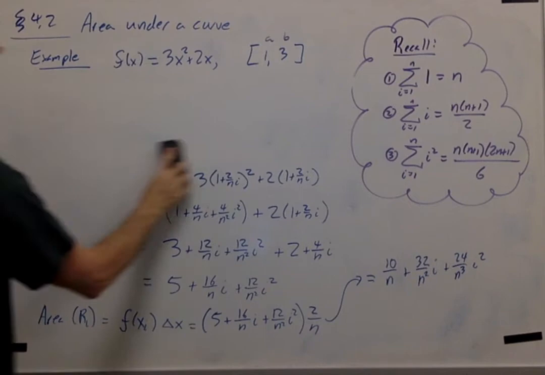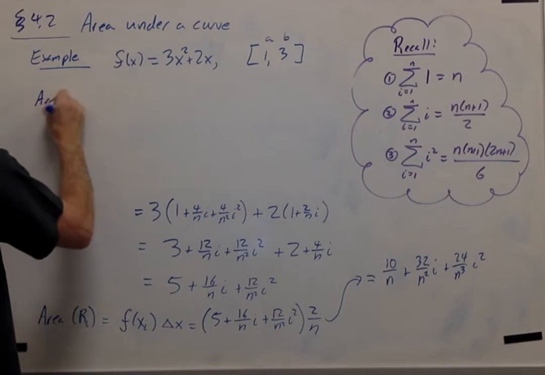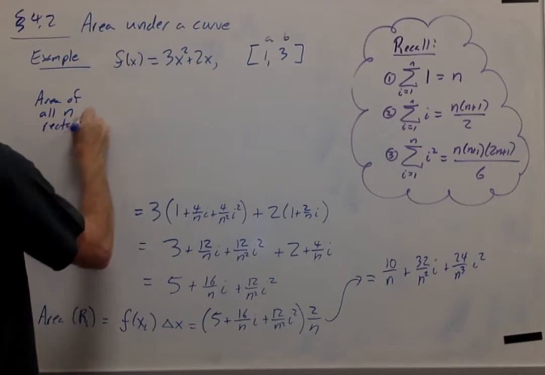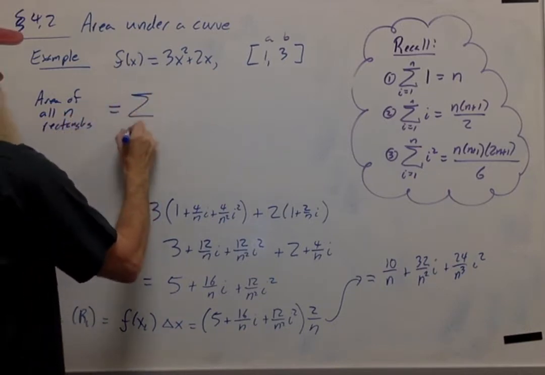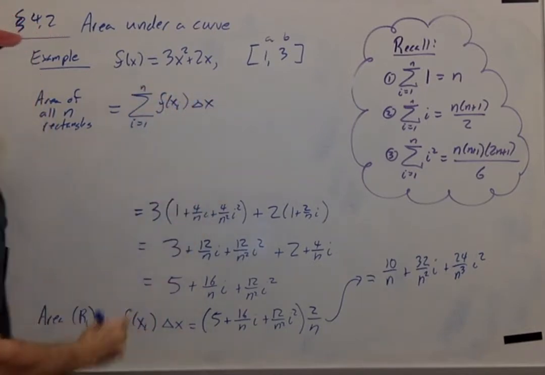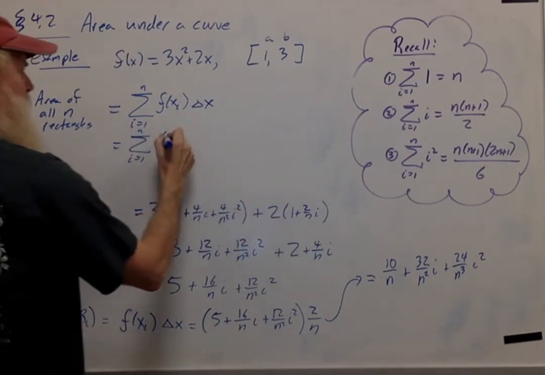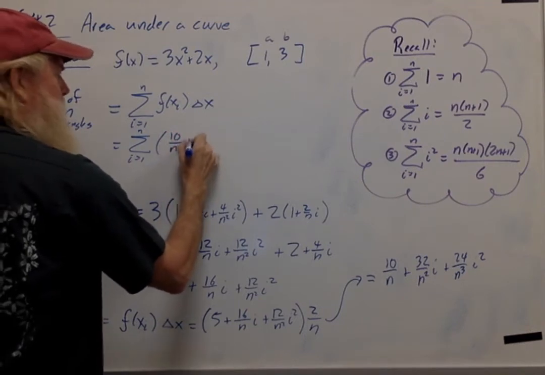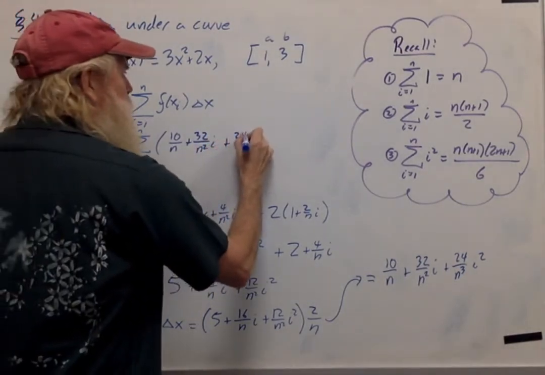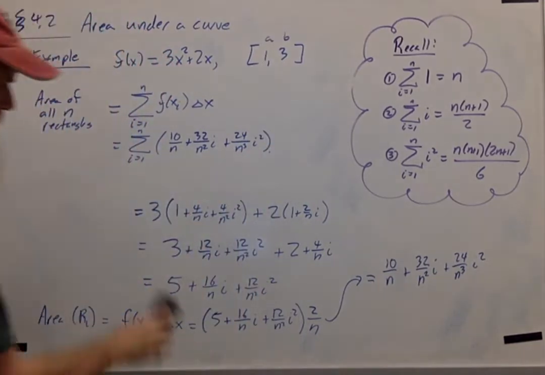So to get the area of all n of the rectangles, I have to add them all together. So the area of all n rectangles is given by our Riemann sum. Sum i equals 1 to n of f of x sub i times delta x. So that's the sum i equals 1 to n of that expression we derived: 10 over n plus 32 over n squared i plus 24 over n cubed i squared.